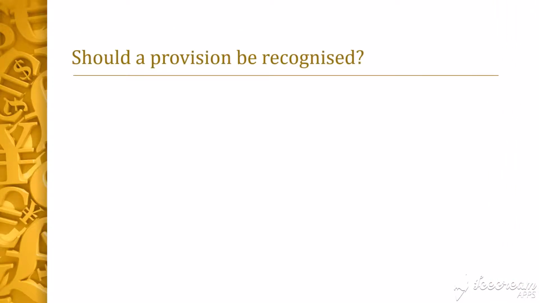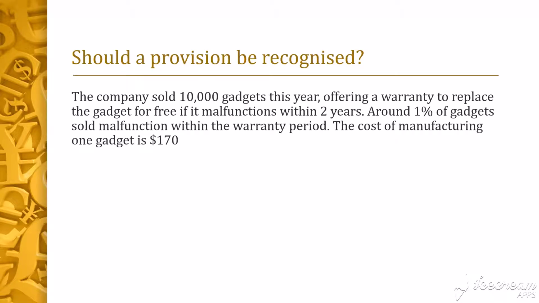Let's go back to the example at the start of this video, warranty. So let's assume the company sold 10,000 gadgets this year. It comes with a 2-year warranty to replace the gadget for free should it malfunction. Around 1% of gadgets sold malfunction within the warranty period. It costs $170 to manufacture a gadget. Should a provision be recognized? Let's go through all 3 criteria.